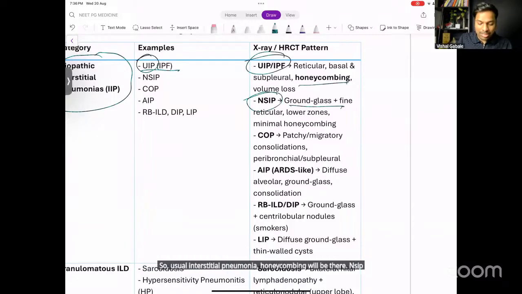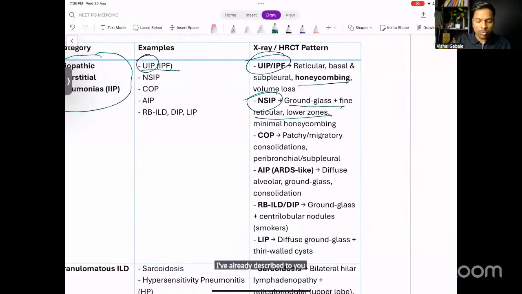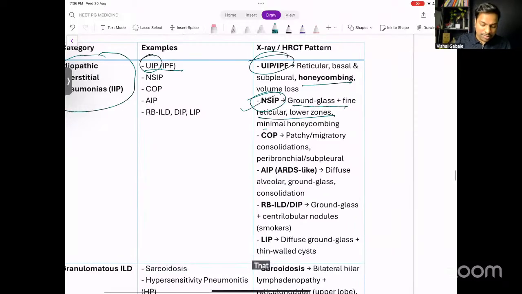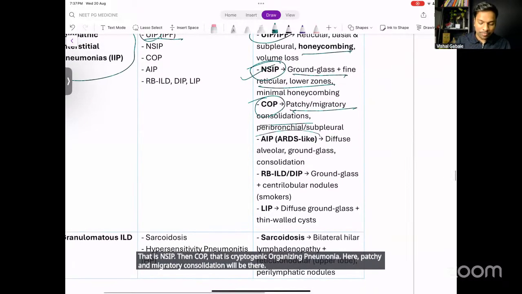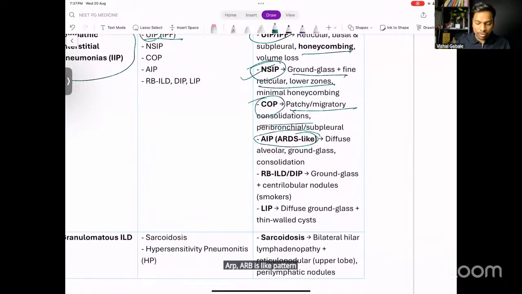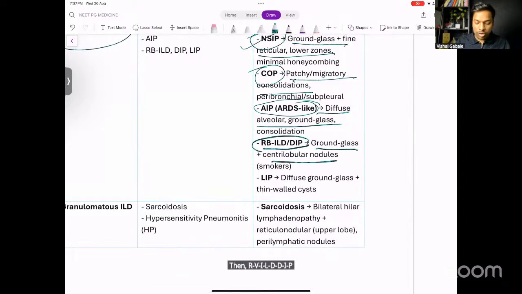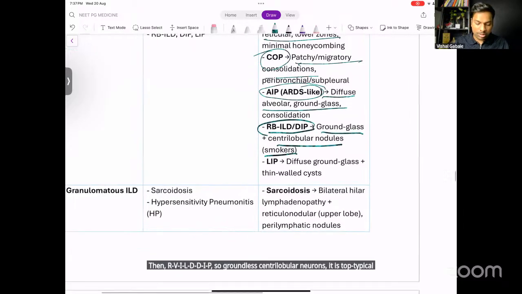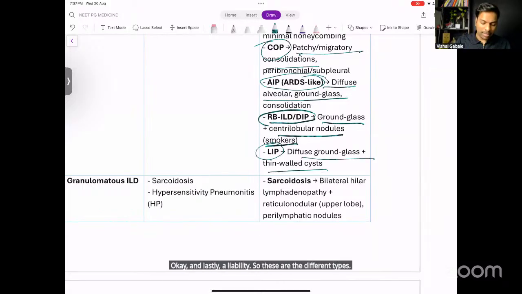NSIP has a ground glass and fine reticular pattern. I've already described what ground glass means and what fine reticular means. Then COP, cryptogenic organizing pneumonia: here, patchy and migratory consolidation will be there. AIP, an ARDS-like pattern, diffuse alveolar pattern, diffuse ground glass opacities. Then RBILD and DIP: ground glass and centrilobular nodules, typically in smokers. And lastly, LIP. So these are the different types of the ILDs.